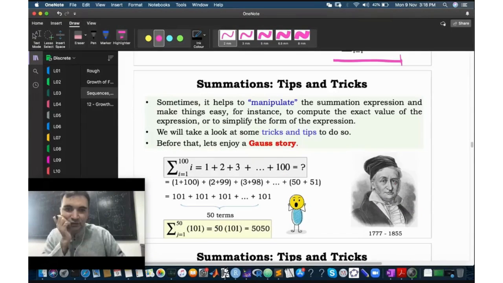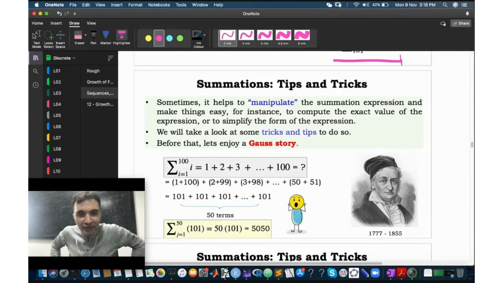This is the famous Gauss story about computing the sum of the first 100 numbers. I'm sure you guys have heard it before. Have you guys? Yeah? No, you haven't, sir? All right, okay, you can waste 5 minutes of mine.